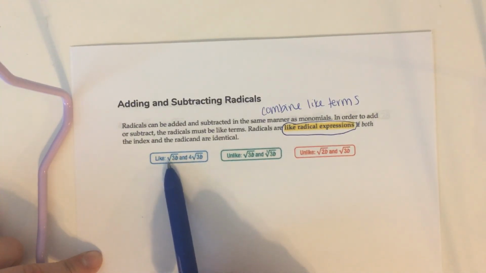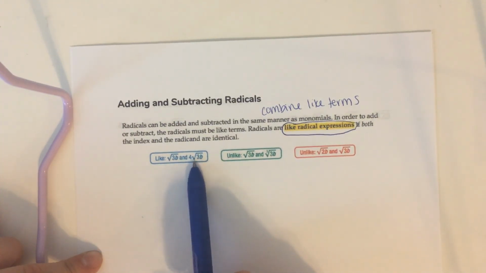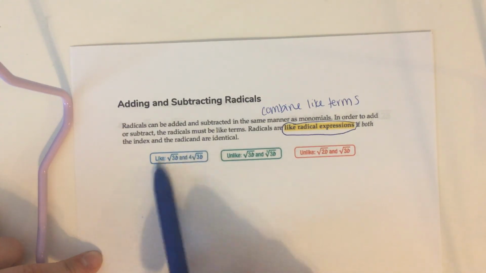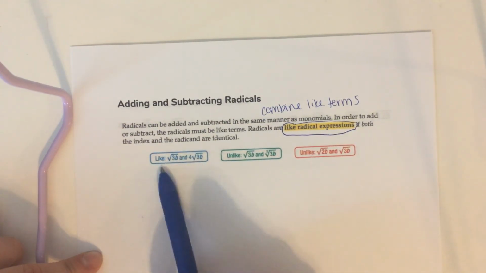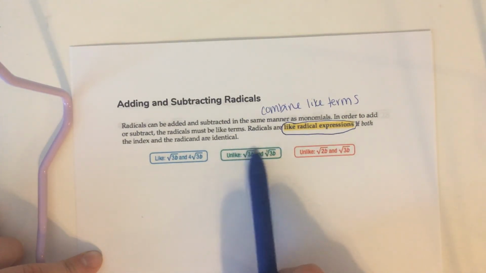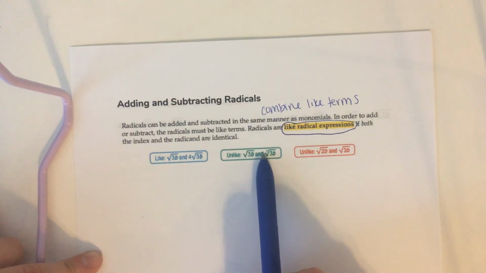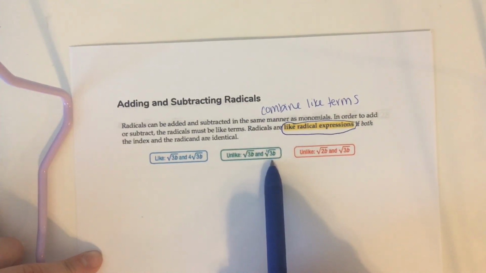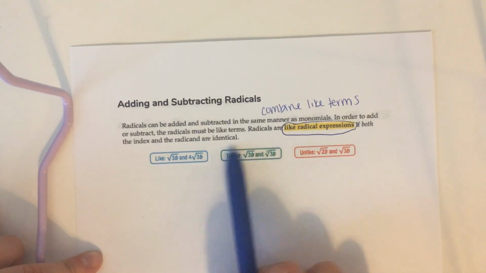Since this is both the square root of 3b and 4 times the square root of 3b, they both have the same index, so they are like radical expressions. Over here, we have the square root of 3b and the cubed root of 3b. They're unlike, so even though the radicand is the same, our indexes are different, so we can't add them.